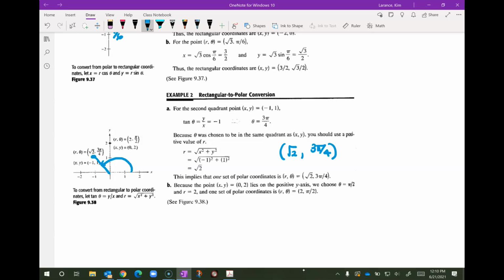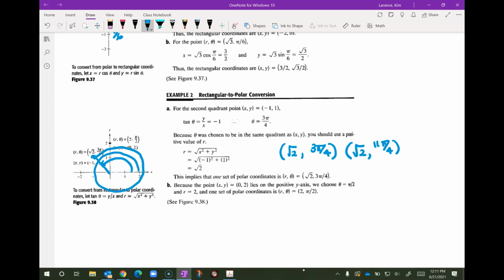Could we get to that point by rotating around 2 pi plus 3 pi over 4? Yeah, we could. So another way to express it, if we add 2 pi, which would be 8 pi over 4, is 11 pi over 4.